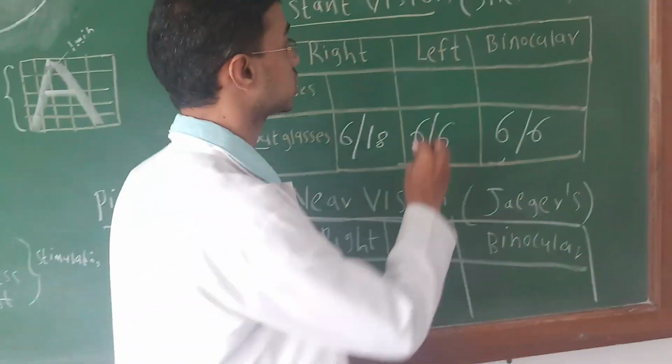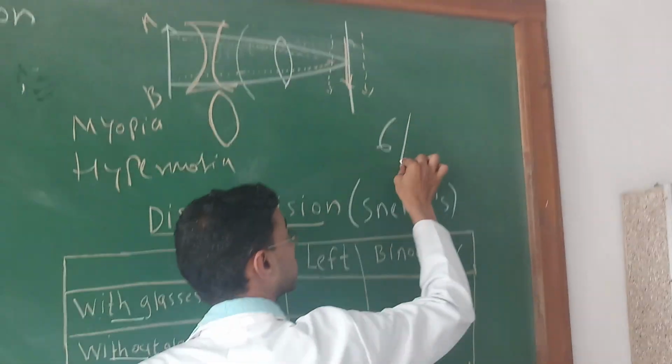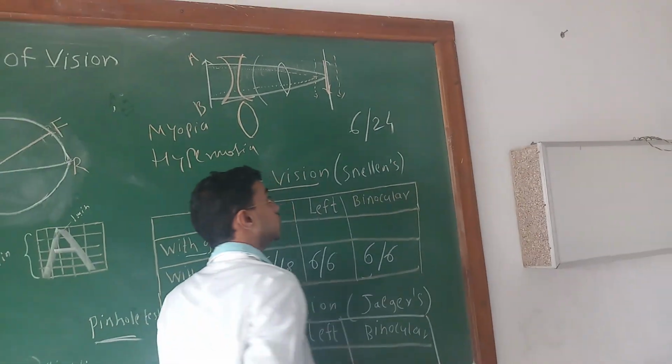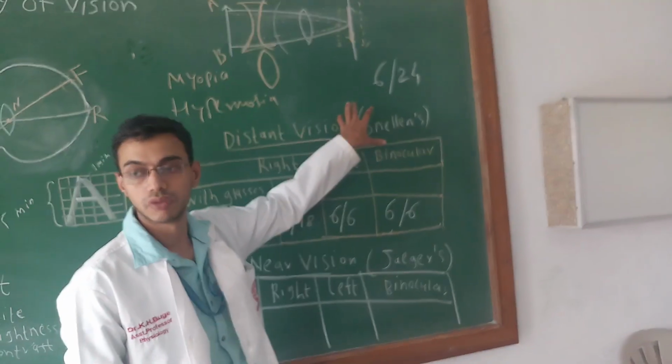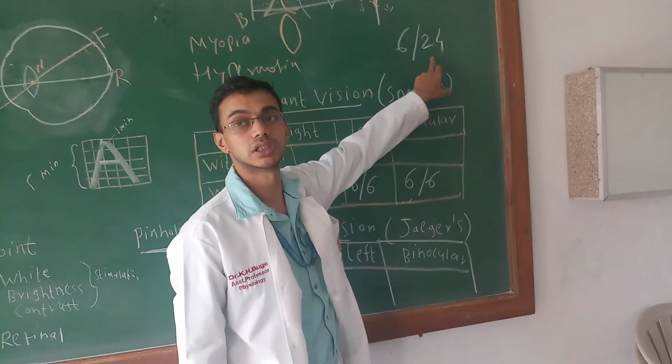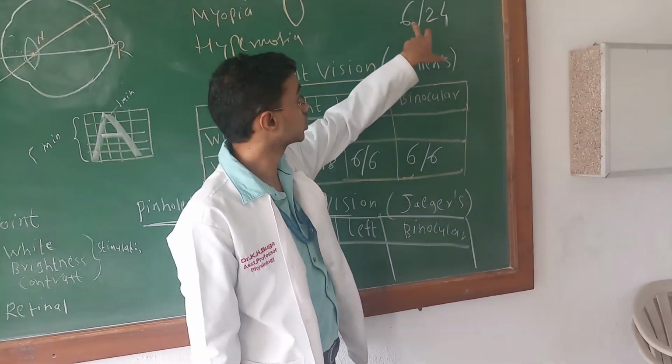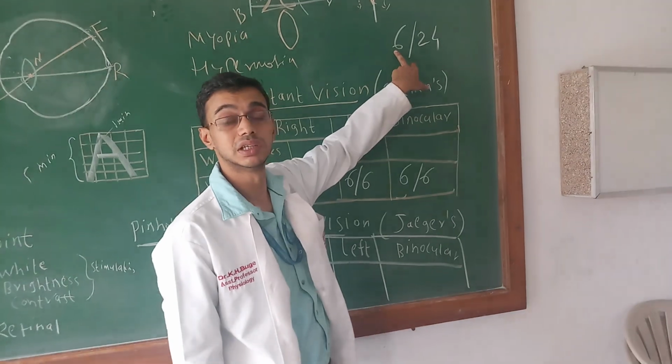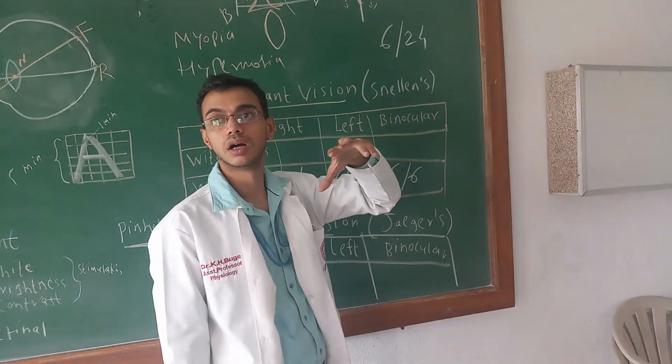So suppose the person has binocular vision of 6 by 24. That means the person has myopia. Why? Because a normal person can read that letter from a distance of 24 meters, but our subject can read that letter only from a distance of 6 meters. That means the person has myopia.